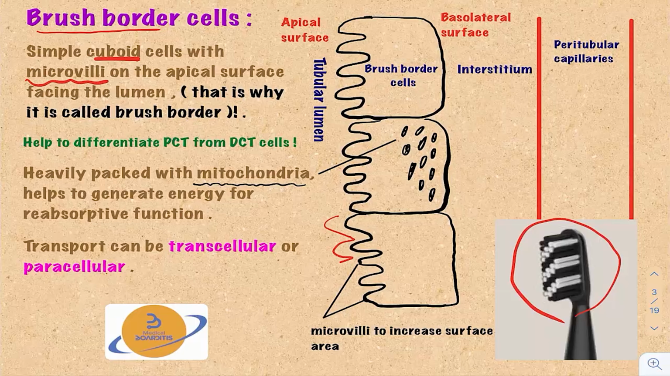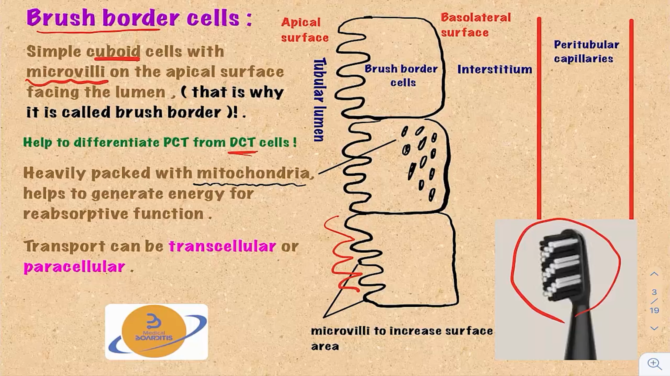These microvilli make sure there is increased surface area for the reabsorption because these cells reabsorb a lot of the nutrients. Also, the presence of these microvilli helps to differentiate the cells of the proximal convoluted tubules from the rest of the nephron. For example, the cells of the distal convoluted tubules are also cuboidal cells, but they lack this brush border, or they lack these microvilli.